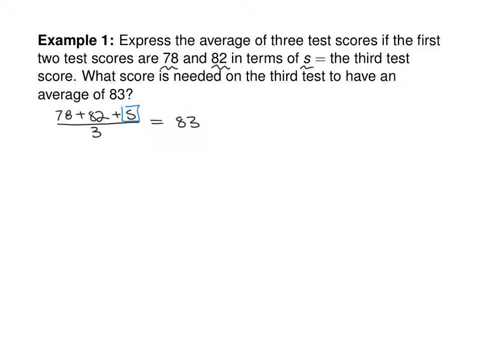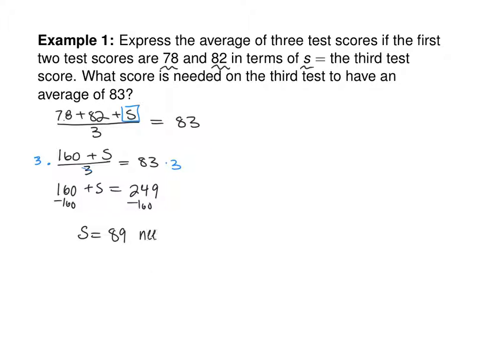And it's not that hard. Let's add together the 78 and the 82. And that's 160 plus S divided by 3 equals 83. Next, let's multiply both sides by 3. So multiply by 3, multiply by 3. These 3's cancel. We're left with 160 plus S equals 83 times 3 is 249. And now lastly, we take away 160 and find that the score on the final exam has to be an 89. So an 89 is needed on exam number 3 to have an 83 average.